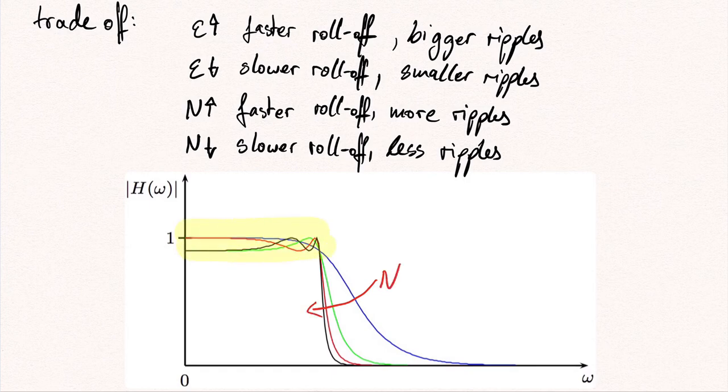But at the same time the amount of ripples in the passband increases, despite the fact that all ripples are bounded by the same value, so that all filters have the same 1 minus delta p, because all those filters have the same ripple control factor epsilon.